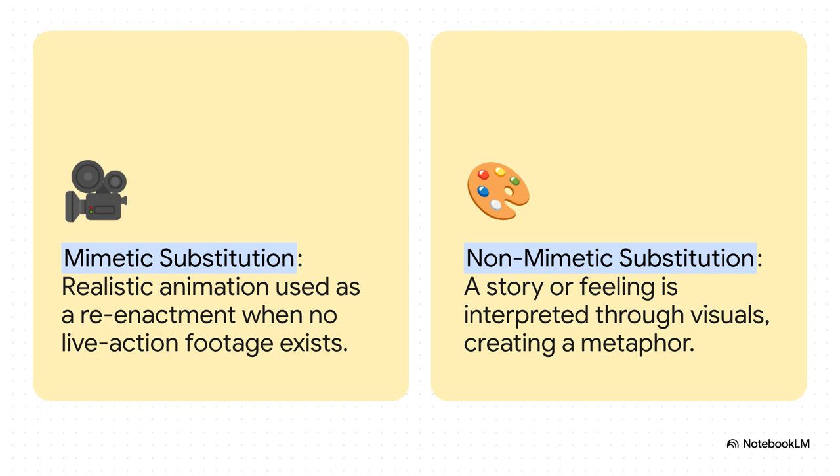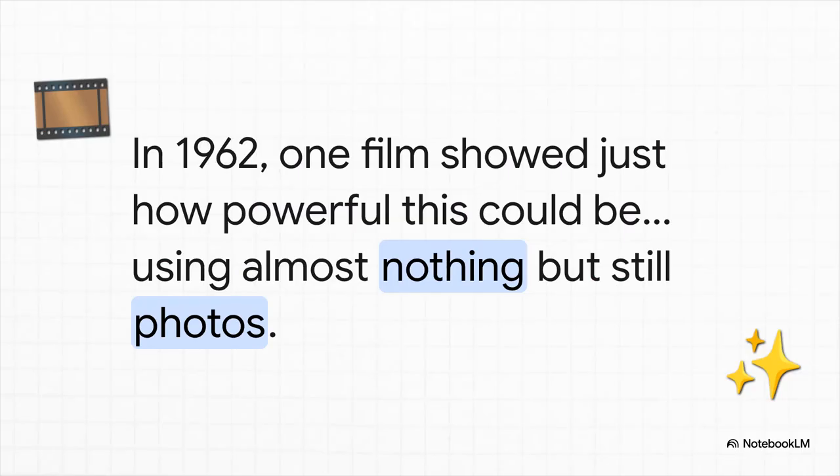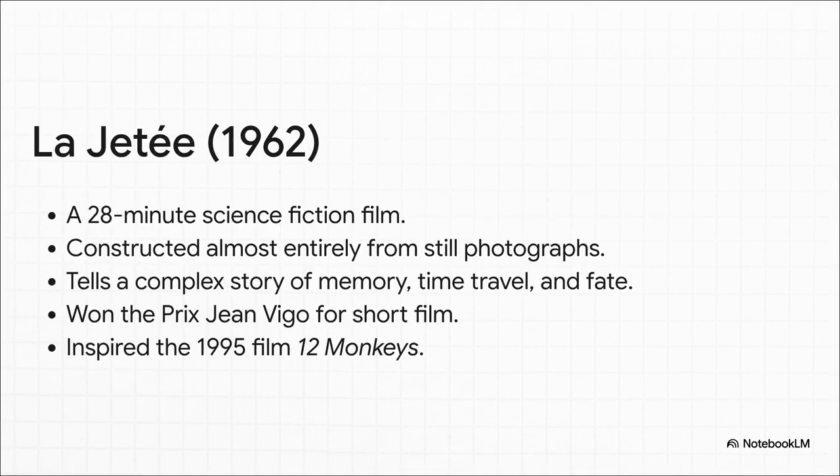It's not about showing what happened, it's about showing what it felt like. And maybe the most mind-blowing example of telling a story with still images wasn't even a documentary. It was a groundbreaking science fiction film from 1962 that basically threw out the rulebook on what a movie could even be. Chris Marker's La Jetée is just a flat-out masterpiece. He tells this entire complex sci-fi story almost completely with still photos.